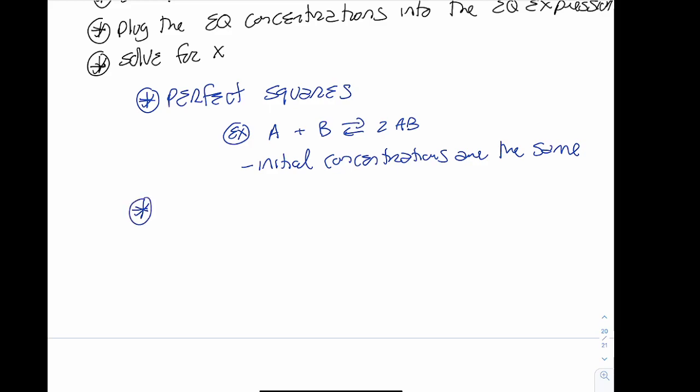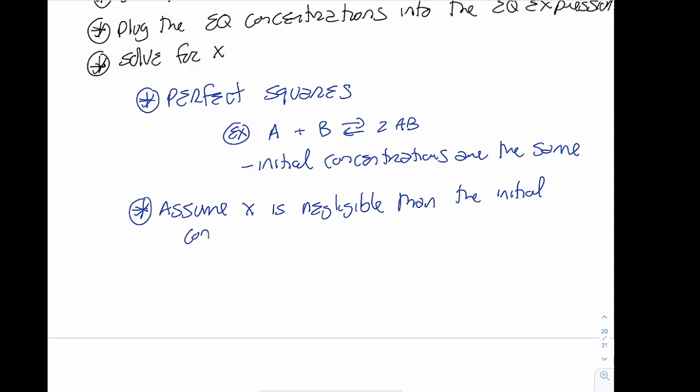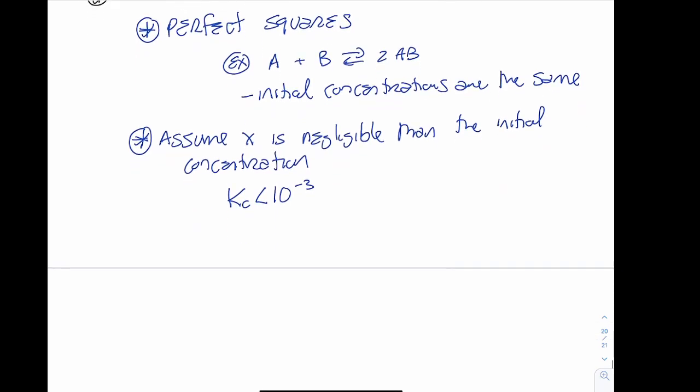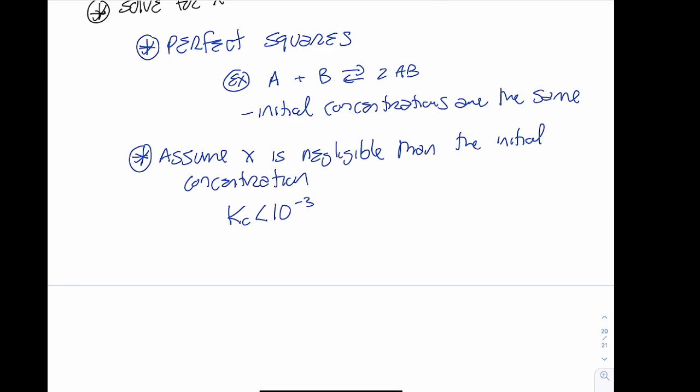Our second scenario is using that assumption. So we're going to assume X is negligible, basically much smaller than the initial concentration. And we can only use that assumption when our value for Kc is less than 10 to the negative third. So when Kc is small, less than 10 to the negative third, we can assume that X, right, that's the amount that I'm losing, is small, it's negligible compared to the initial concentration. And that makes, again, our math much easier.